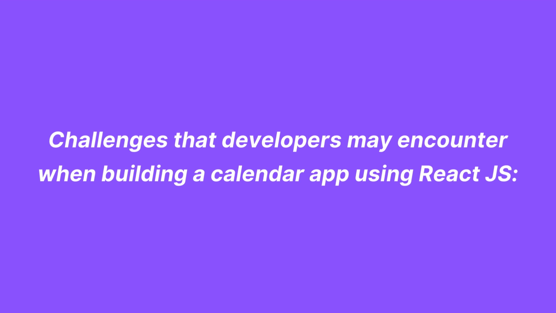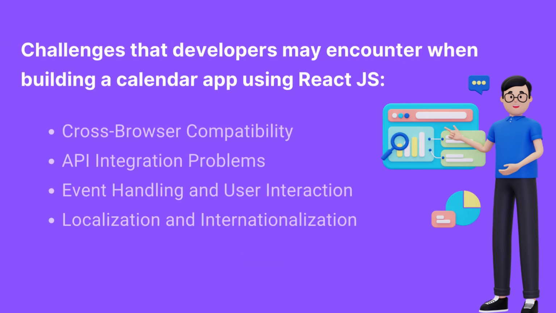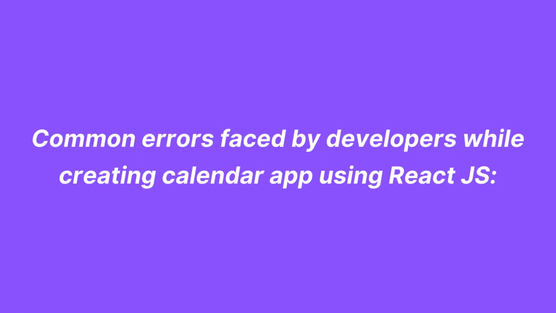Challenges that developers may encounter when building a calendar app using React.js: state management issues, date and time zone handling, event rendering and overlapping, responsiveness and CSS challenges, performance optimization, cross-browser compatibility, API integration problems, event handling and user interaction, localization and internationalization. Common errors faced by developers while creating a calendar app using React.js.